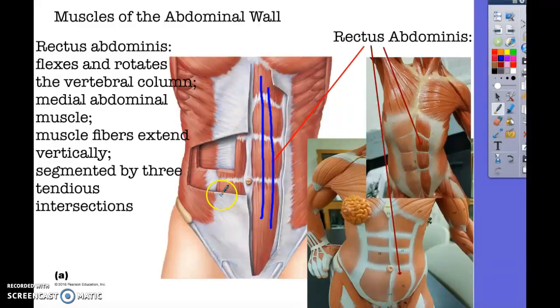So if you have layers, you have superficial, the medial, and then that one would be deep, or deepest. What else? It's segmented by 3 tendinous intersections. 1, 2, and 3.